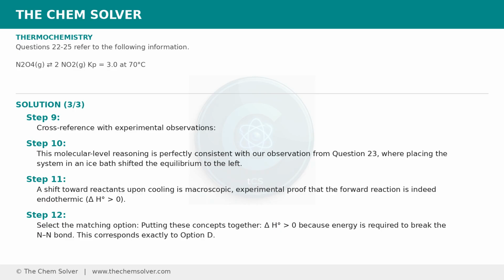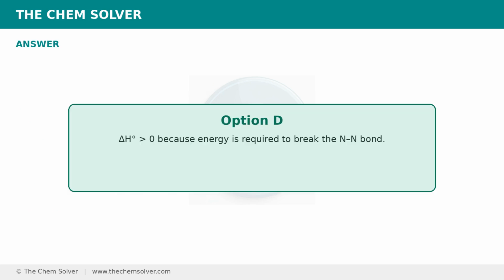Putting these concepts together, delta H degrees greater than 0 because energy is required to break the N–N bond. This corresponds exactly to option D. The correct answer is option D, delta H standard greater than 0 because energy is required to break the N–N bond.